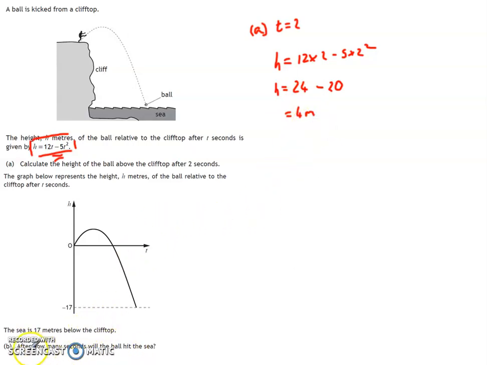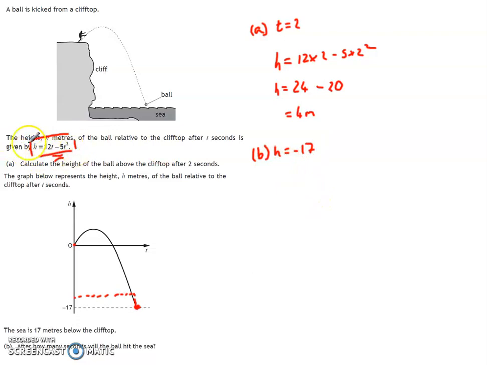The second part of the question states after how many seconds will the ball hit the sea if the sea is 17 meters below the cliff top. So this is the cliff top here where we start. The ball lands down here. We want to know after how many seconds, i.e. how far along this way, will it land. So what we know is at that point the height is 17 meters below. So for part B, the key bit of information we know is that h is equal to negative 17.